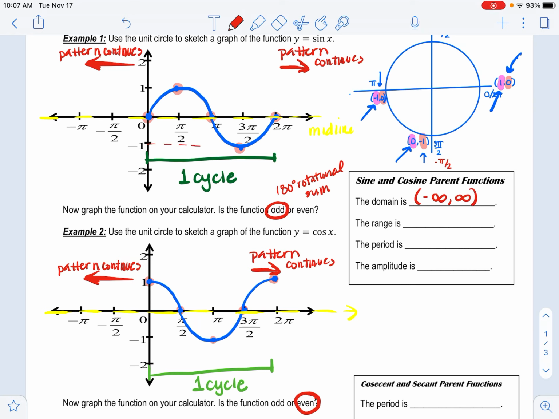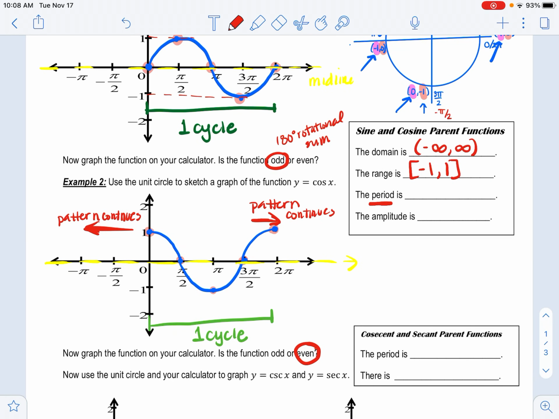The range, the lowest both of these goes, so if you look here, this is the lowest it goes, this is the highest it goes. So the range on both of them is -1 to 1. If you look at cosine, it's the same thing. The period is the length of one cycle.